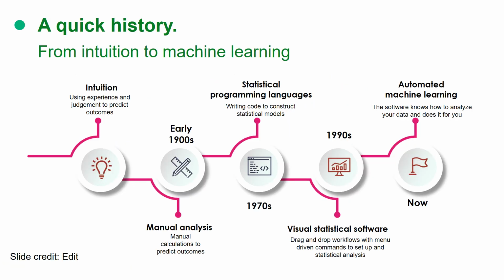If I take a quick history, our intuition came much earlier, and in the 1900s, manual analysis and manual calculation were used to predict outcomes. Then statistical programming languages came into effect in the 1970s. Later in the 1990s, visual statistical software came up, and now we have automated machine learning which can analyze based on data and predict things.